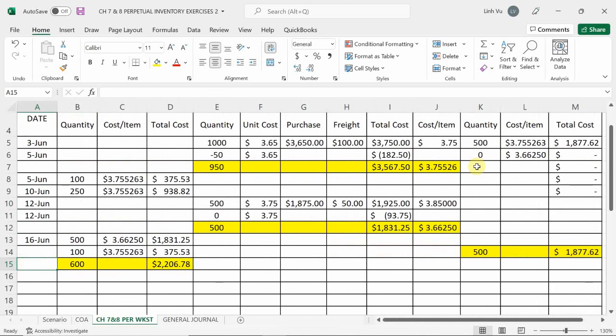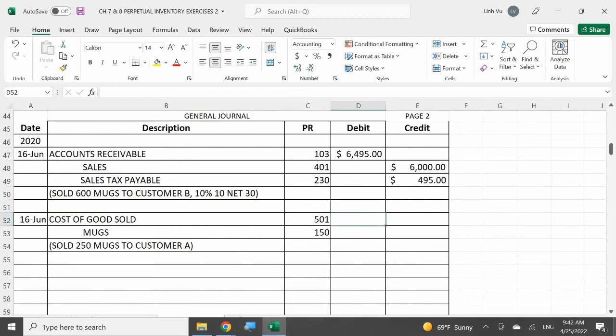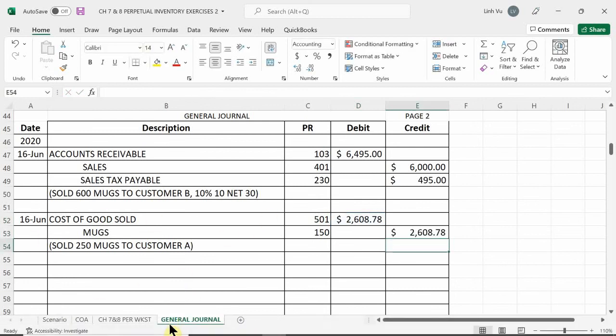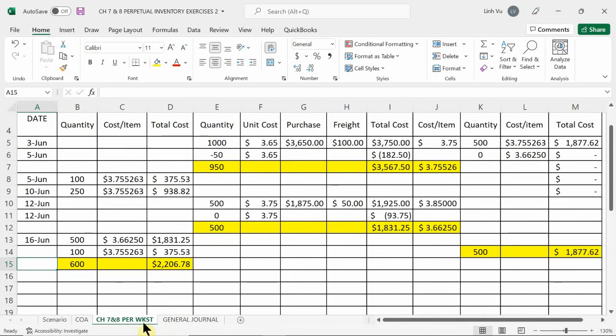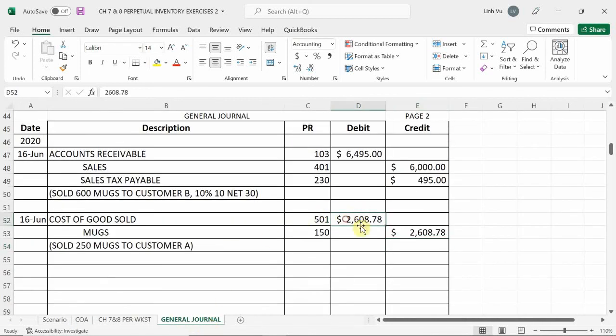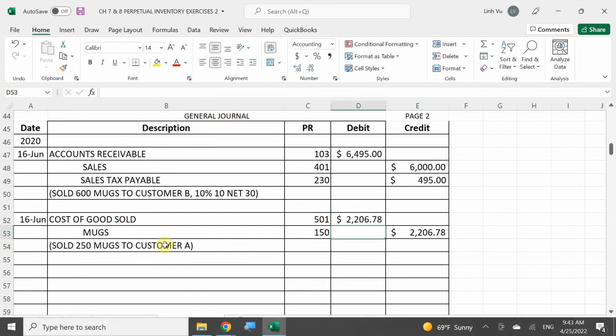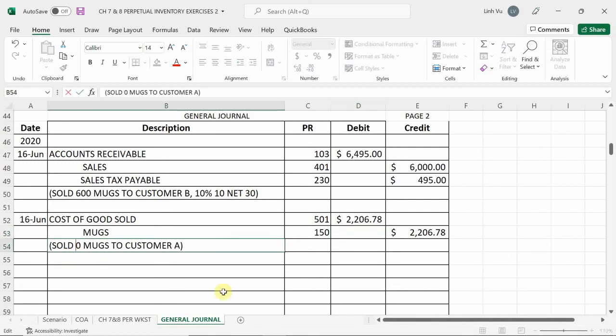Okay, so the number that I'm focusing on here is $2,206.78. That is what my cost of goods sold was. Okay, there you go. And we sold 600 mugs to customer B. Okay.